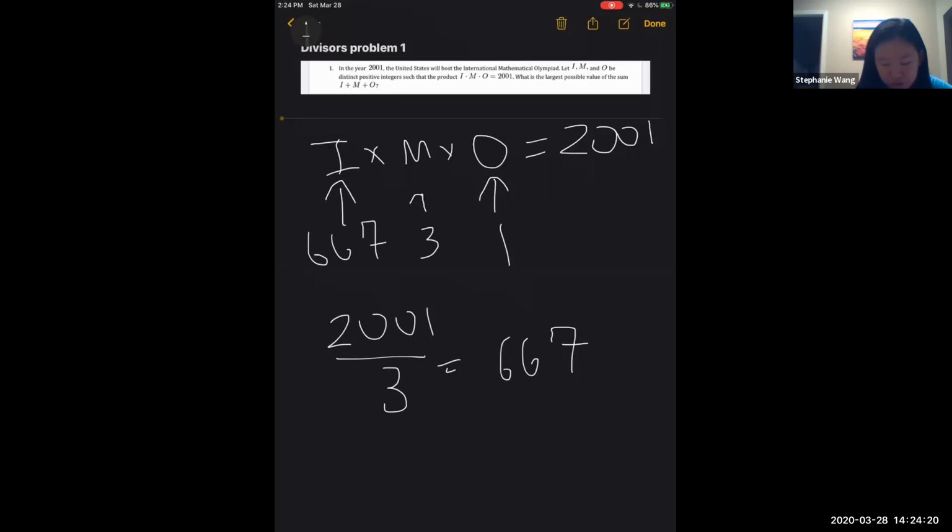Because think about it, if you were to further factorize 667, which I'm not sure if you can, but if you can, then it would give you two smaller numbers. Adding smaller numbers together is not as big as adding together a big number and two smaller numbers. That's basically the idea for this problem. So the answer would be 667 plus 3 plus 1, which is 671.